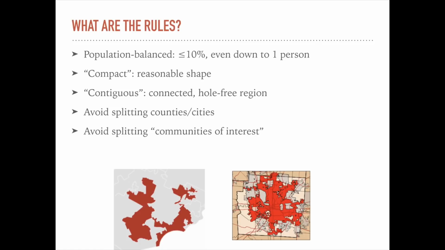Avoid splitting communities of interest. This is a very interesting rule and a very slippery rule and a very lightly enforced rule that says that when you have a community with a shared interest, you should try to keep them together. And then finally and crucially, there's the Federal Voting Rights Act of 1965 that discusses opportunity for minority groups to elect candidates of choice, and I'll come back to that.